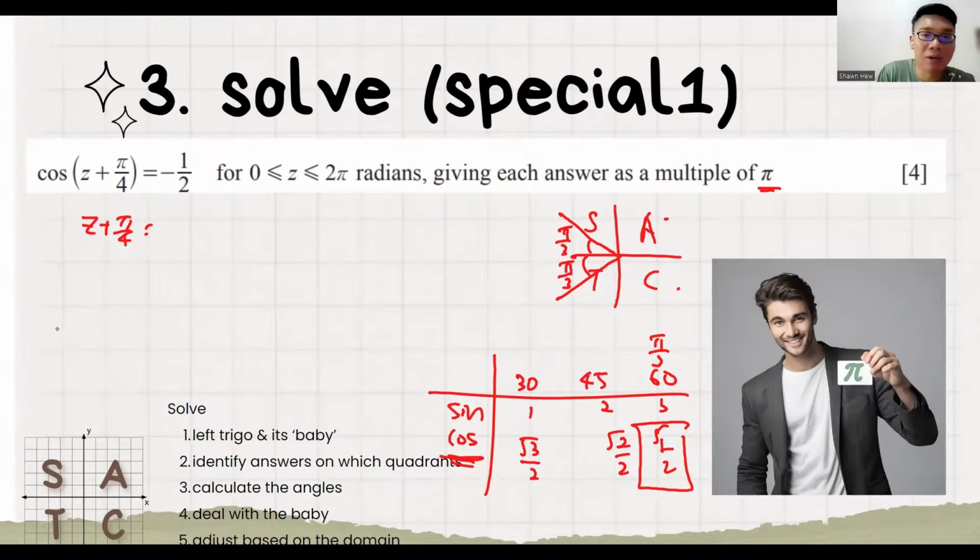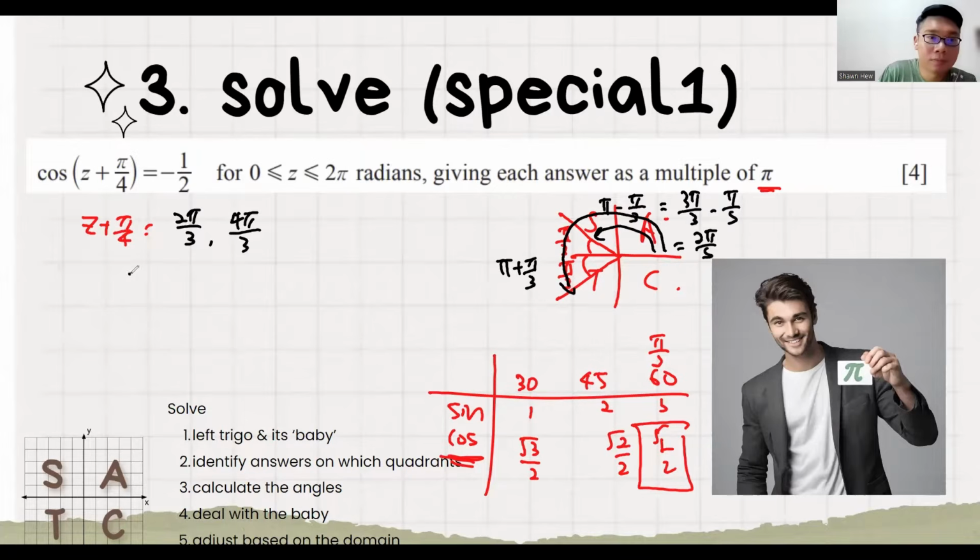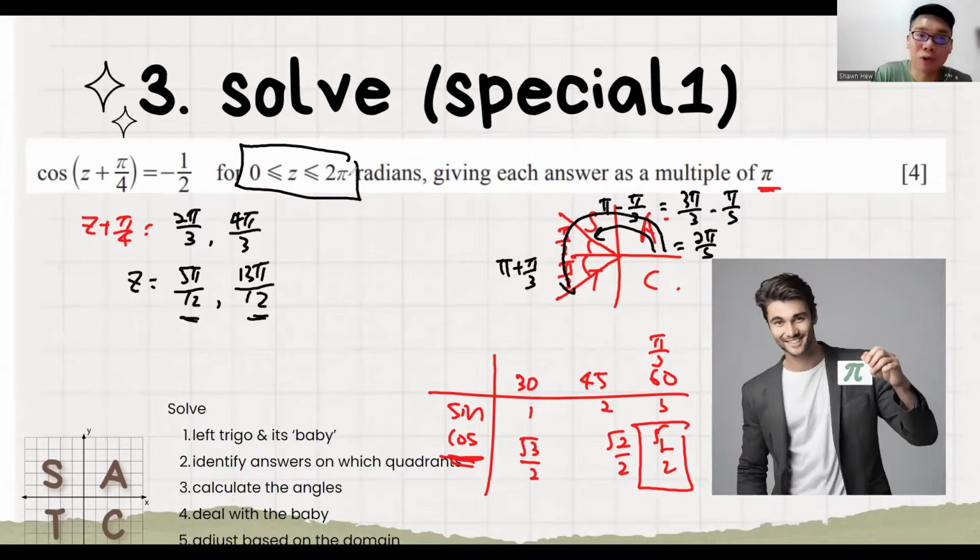The first angle from here comes here, is pi minus pi over 3, 2 pi over 3. This part is pi plus pi over 3, 4 pi over 3. So at last you get 5 pi over 12 and 13 pi over 12. And just nice, these two answers fulfill the criteria, so accept both.